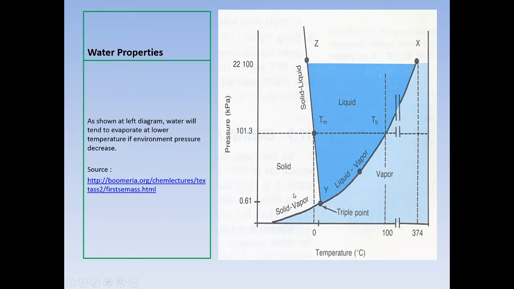Here is the solid state in relation with temperature and pressure. This line is atmospheric pressure, 1 atmosphere or 1 bar. From this point of view, you can see that the lower the pressure, the easier it is for water to evaporate, or to become vapor state.